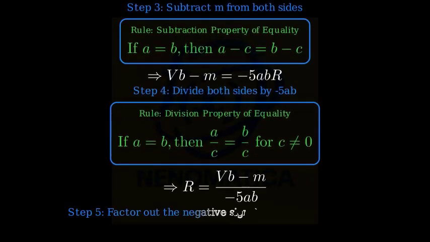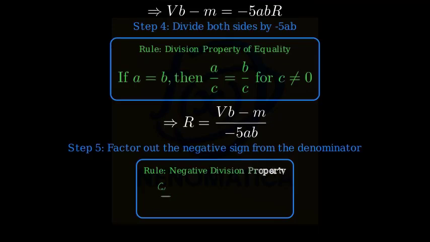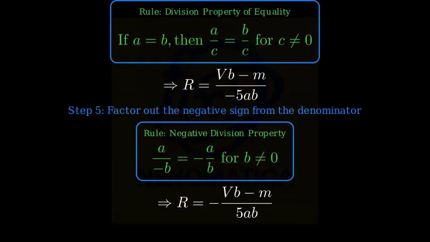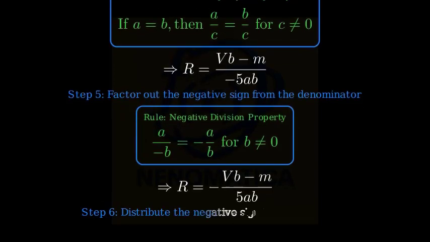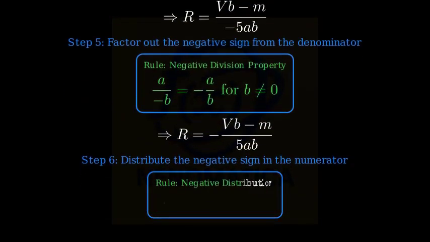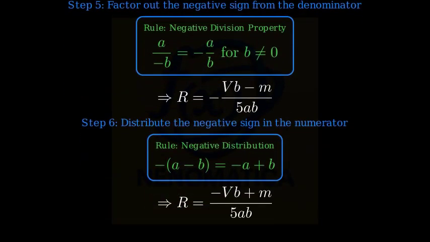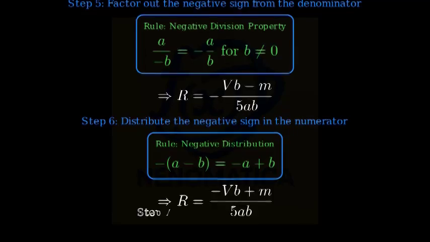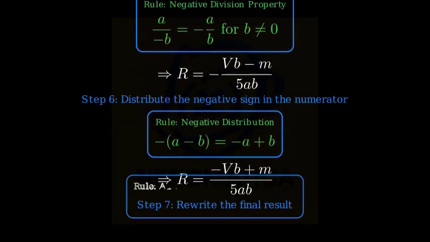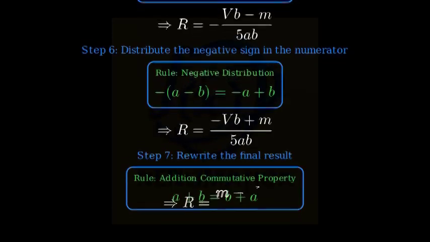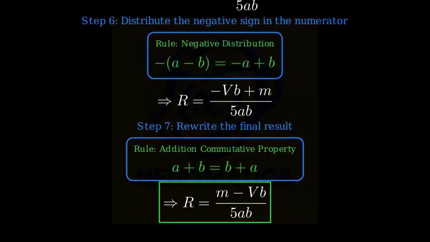We can simplify this further by factoring out the negative sign from the denominator. When we move the negative sign to the numerator, we get R equals negative (Vb minus m) divided by 5ab. We can further simplify by distributing the negative sign to the numerator terms. When we distribute the negative, we get R equals (negative Vb plus m), all divided by 5ab. Finally, we can rewrite this in the desired form as R equals (m minus Vb), all divided by 5ab.